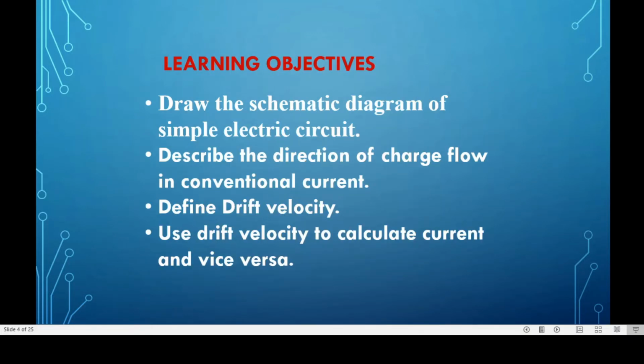So what are the learning objectives of this lesson today? The student is able to draw schematic diagrams of a simple electric circuit. He describes the direction of charge flow in conventional current. He defines drift velocity and uses drift velocity and its formula to calculate current and vice versa.